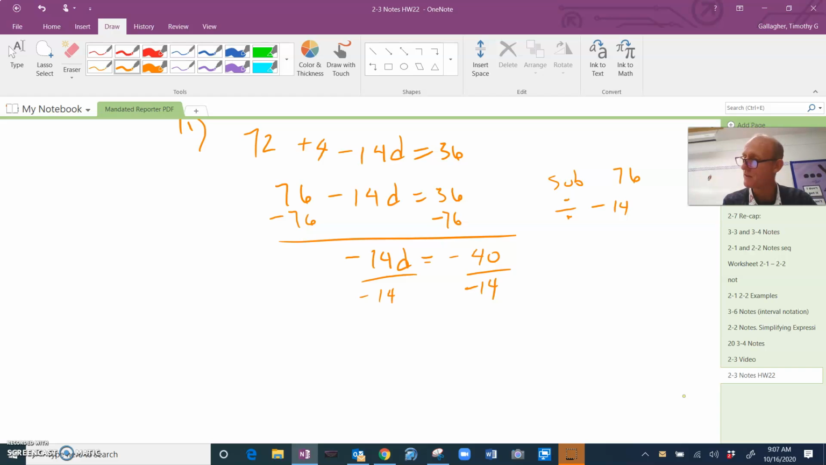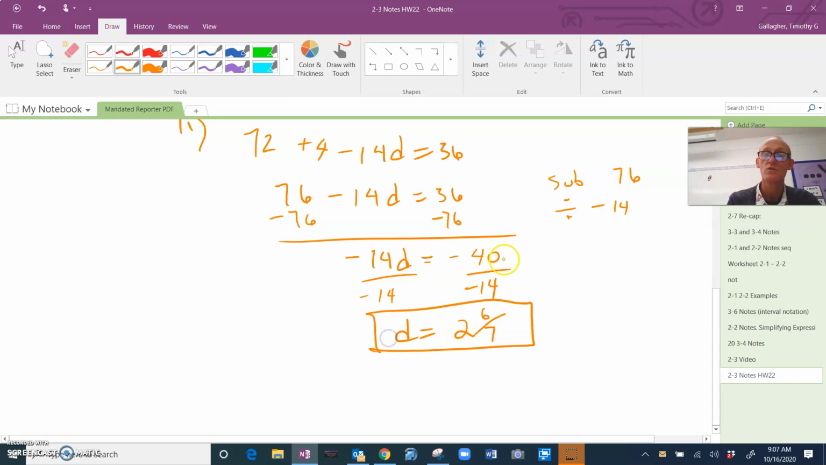Somehow I made a mistake here. 72 plus 4 minus 14d equals 36. Oh, nope. And so d is equal to 2 and 6 over 7. So 40 divided by -14. I didn't make a mistake.